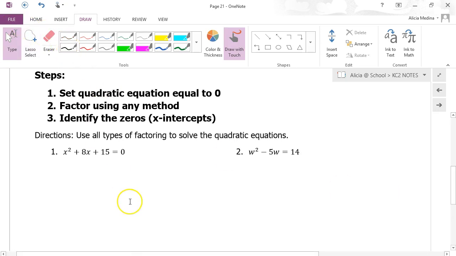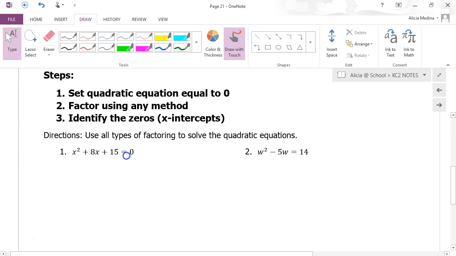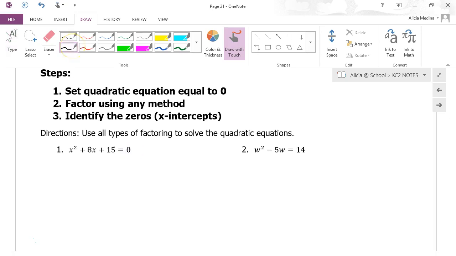So the steps of how to solve these are right here, right? Number 1, it says set the quadratic equation equal to 0. We need to make sure that all the terms are over at one side and that my equation is equal to 0. I do see that my example here is equal to 0, so I know that my first step is done.